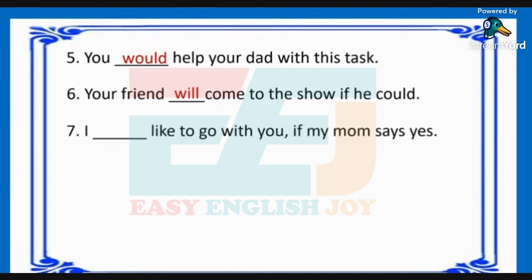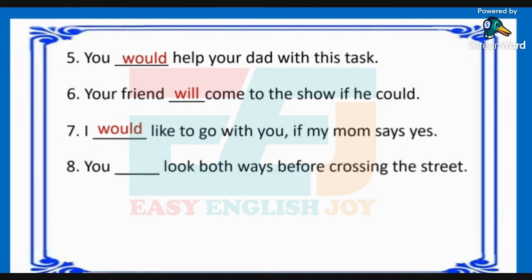Number 7, 5 seconds. Answer: I would like to go with you if my mom says yes. Number 8, 5 seconds. Answer: You will look both ways before crossing the street.